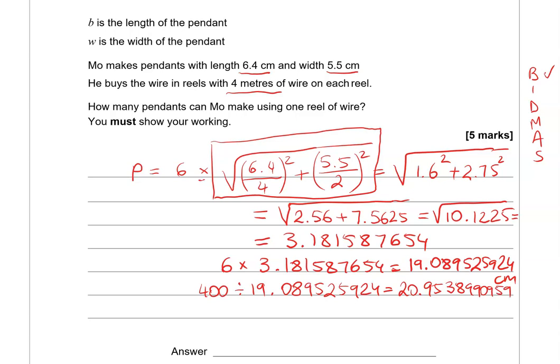That's the number of pendants that he can make. Now, I know this is very close to 21, but we can't round it up to 21 because he simply hasn't got enough wire to make the last one. So we're going to keep it as 20.